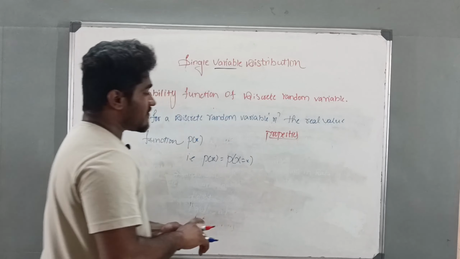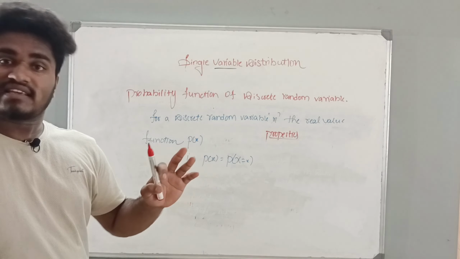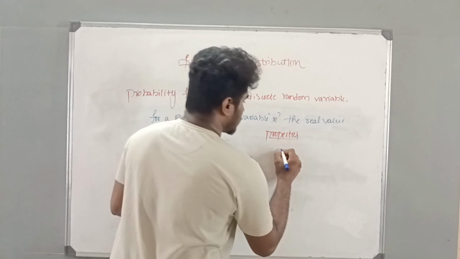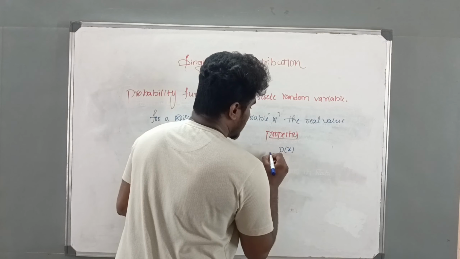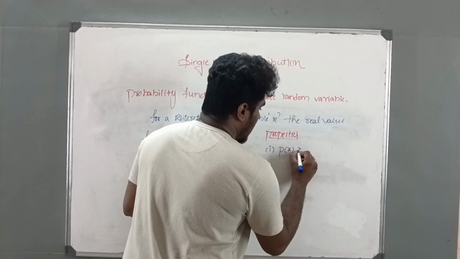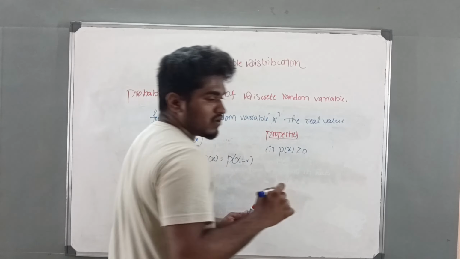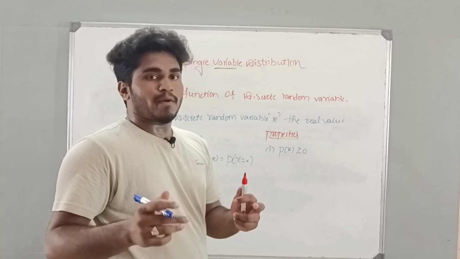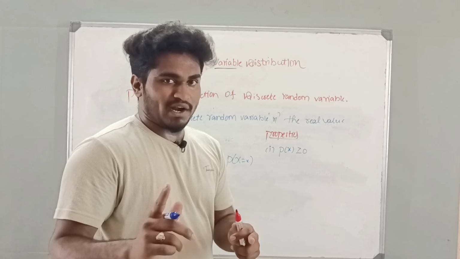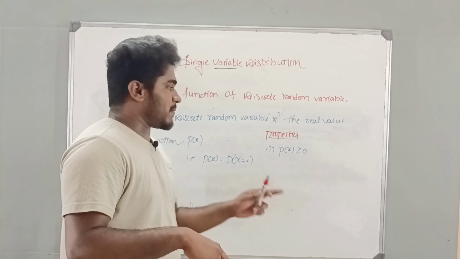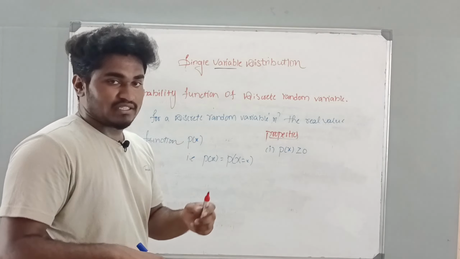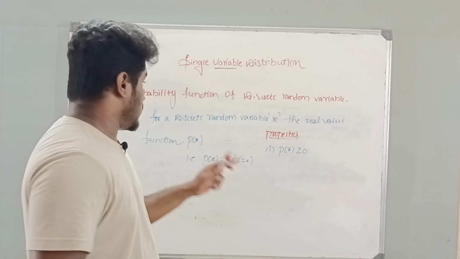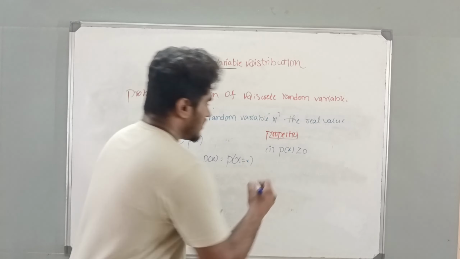So this p of x value is always greater than or equal to 0. Then the sum of the probability values is 1. This is one of the properties of the probability function of a discrete random variable.